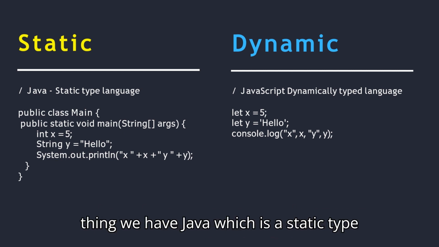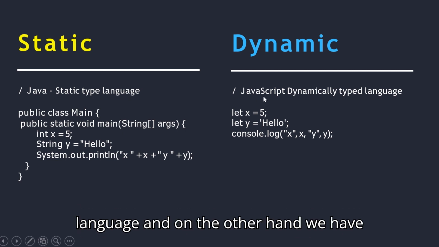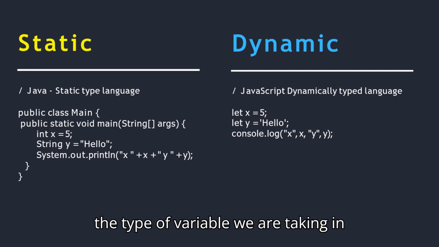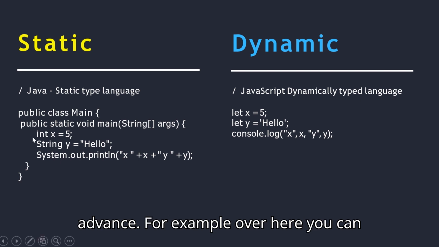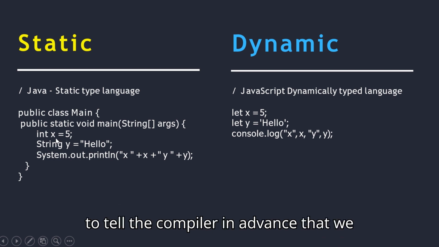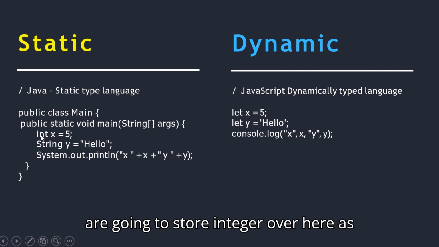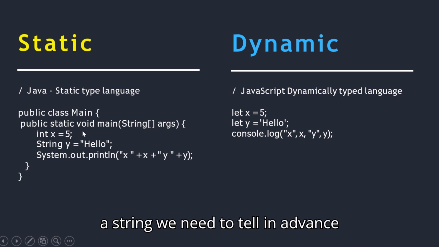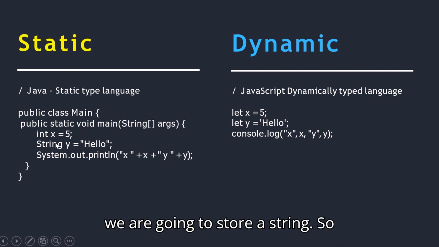So in the first one, we have Java, which is a static type language, and on the other hand, we have JavaScript. So in static type programming languages, we need to define the type of variable we are taking in advance. For example, over here you can see for defining the variable x, we need to tell the compiler in advance that we are going to store an integer over here as we are storing integer 5, and for storing a string we need to tell in advance we are going to store a string.